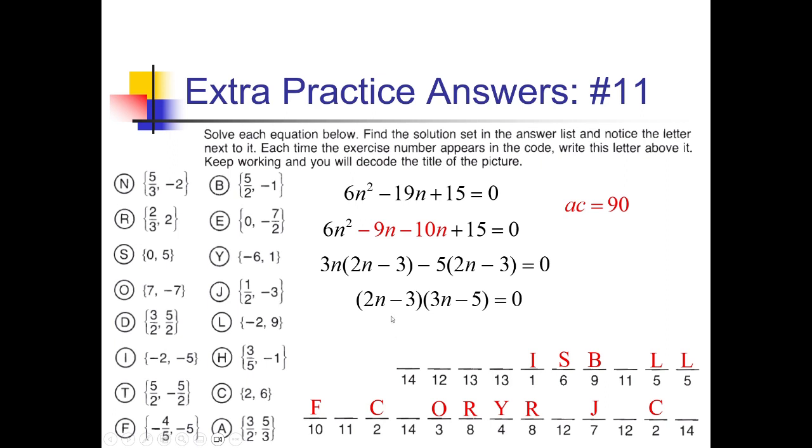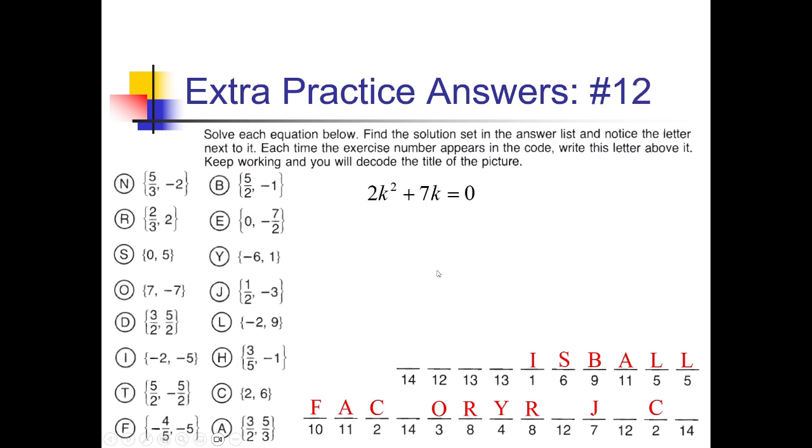And now zeroing each of these out, first parentheses, if I add 3 and divide by 2, I've got 3 halves. And then for the next one, if I add 5 and divide by 3, I have 5 over 3. 3 halves, 5 thirds. Where do I find that? Down here, this is going to be A. So 11 then, here's an 11, this gets an A, and this gets an A down here.